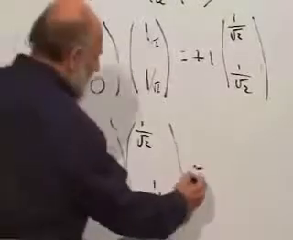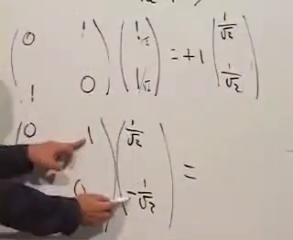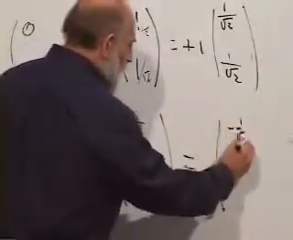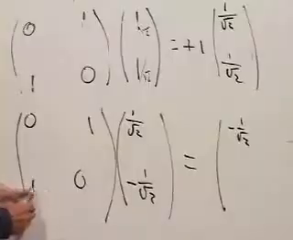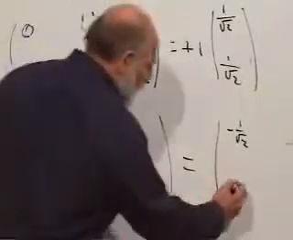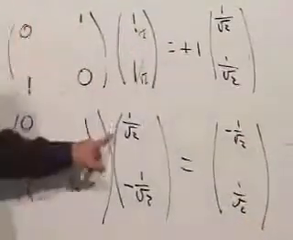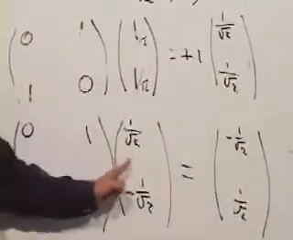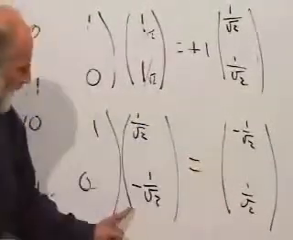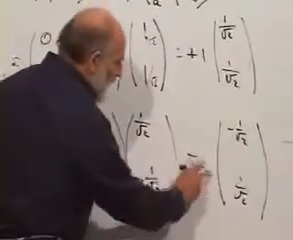Let's check it out. 0 times this is 0. 1 times this is minus 1 over square root of 2. And then here we have 1 over square root of 2 plus 0. So we have 1 over square root of 2. And that's the same thing as minus the vector that we started with. We have a minus sign here and the opposite sign here. It is minus the original vector.